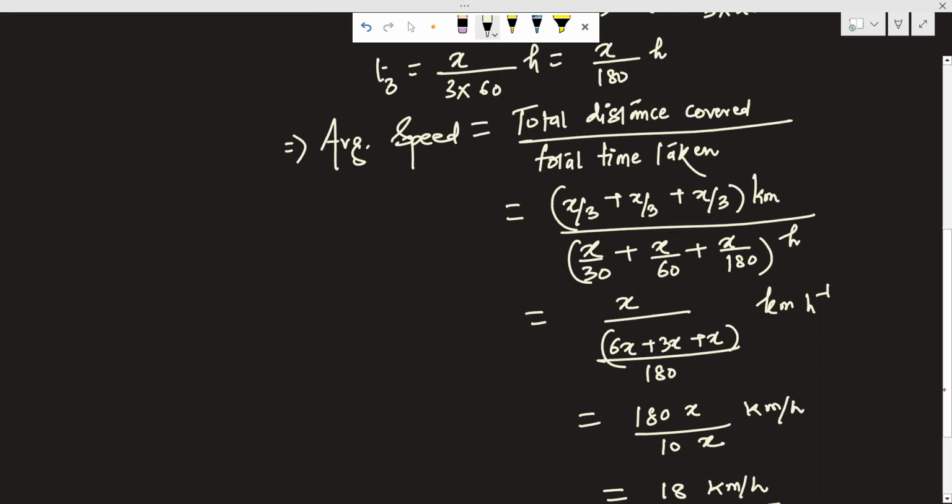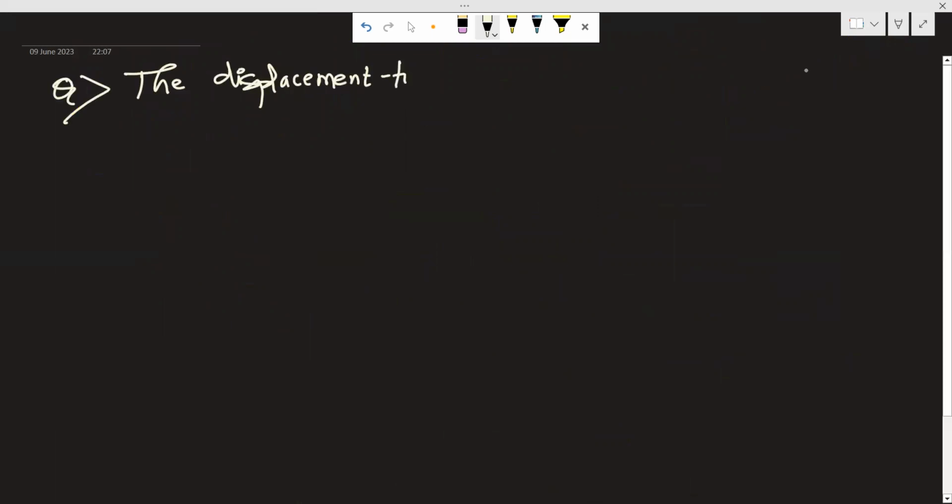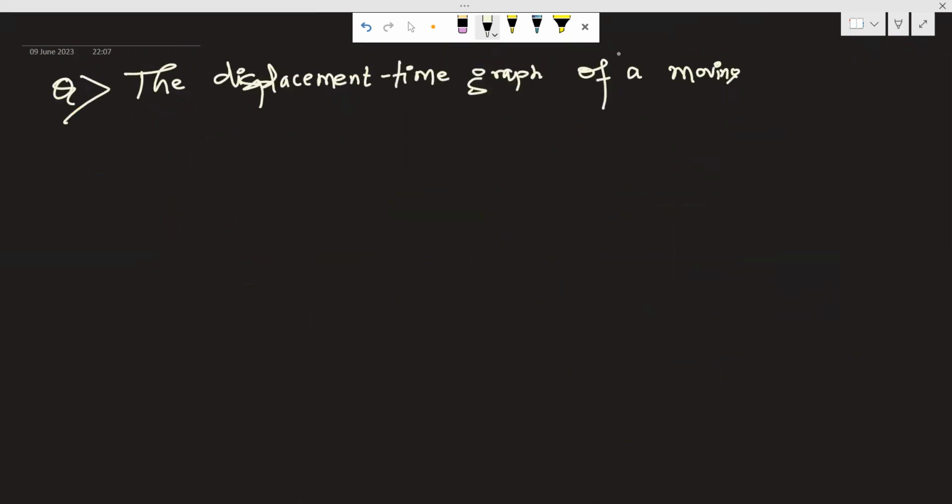Acha. Now let's come to some graphical type of questions which are based on graphs. So the first question which I'm taking up is: the displacement time graph of a moving particle is shown ahead.